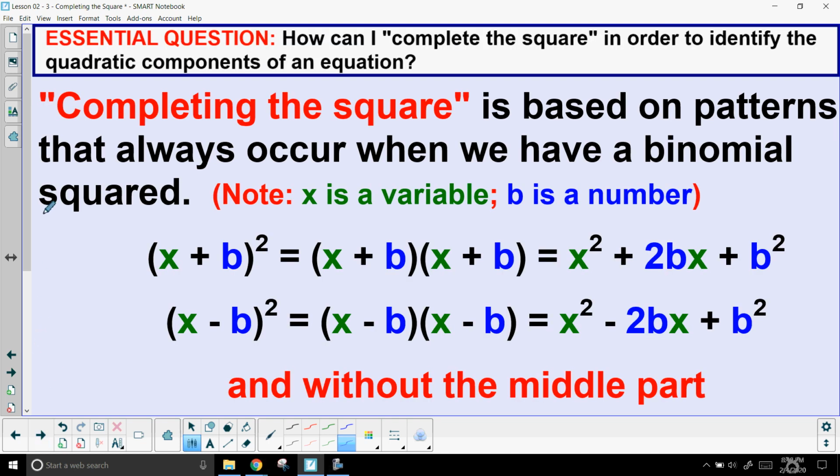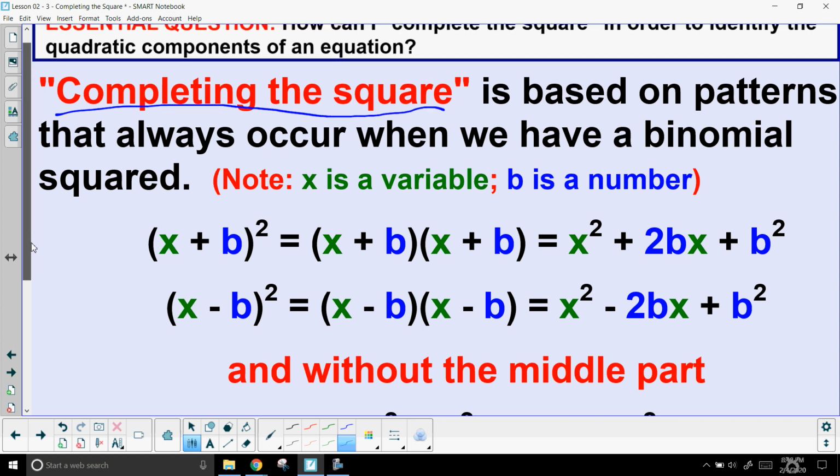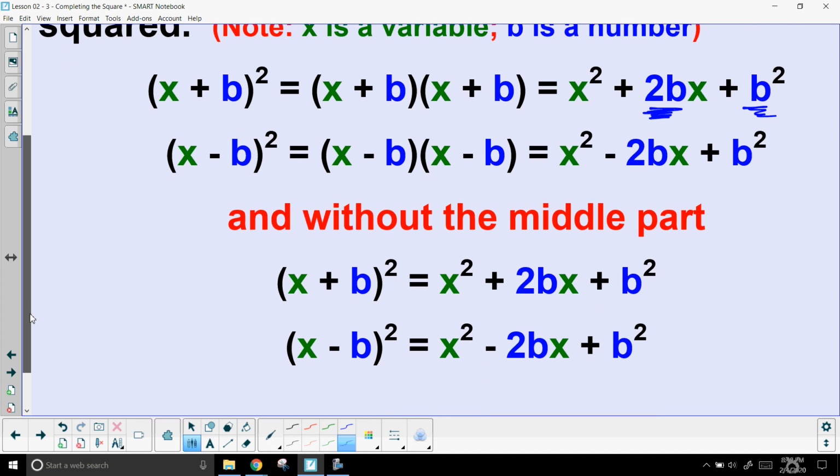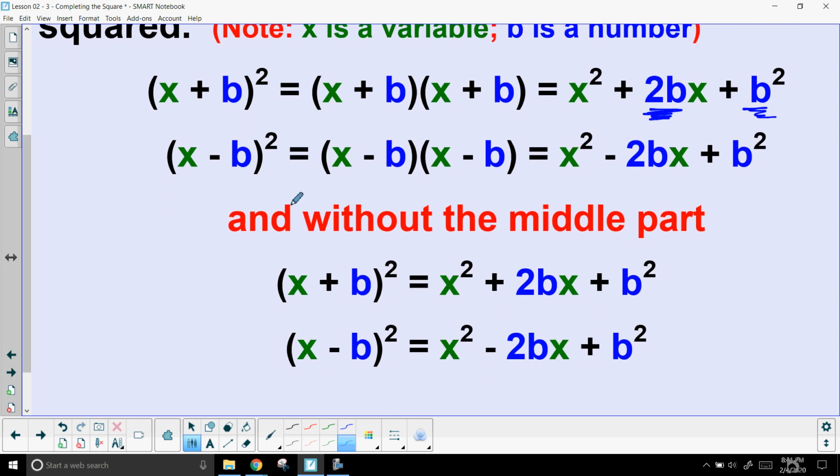Again, this is a review, but when we're completing the square, we're looking at this concept about the middle term being doubled, and the last one being squared. Okay? Now, what this is saying is, without the middle term, we're skipping this part. We're trying to get a trinomial to work in our favor. You'll see what this looks like when we get our example done.